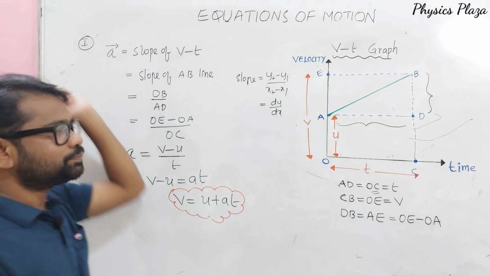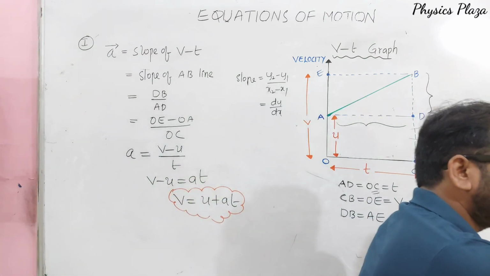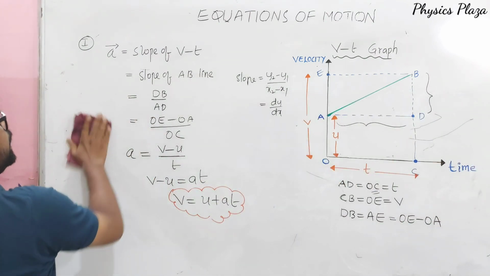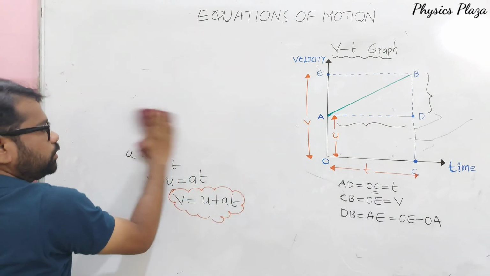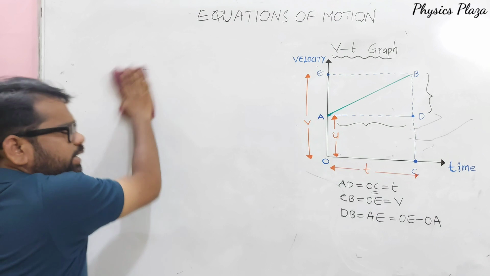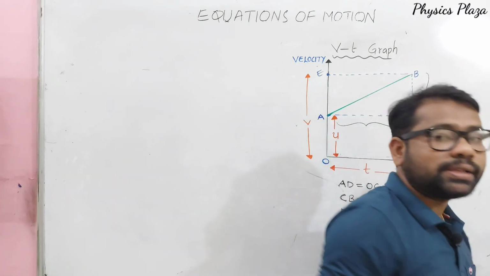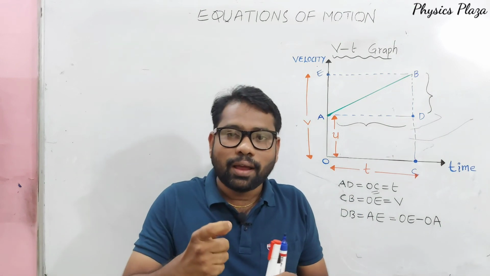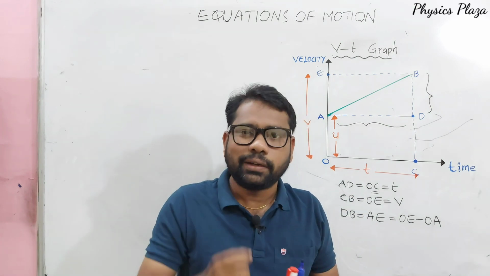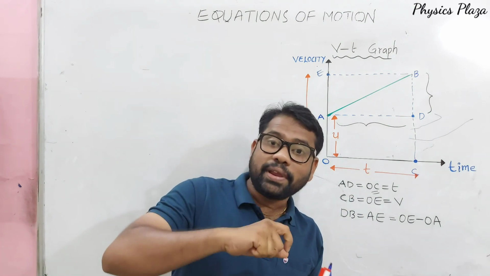Copy it? Yes. Now we will move to the second equation of motion, that is, S is equal to ut plus half at square. Teacher, here what does S represent? Distance or displacement. But dear children, how can we calculate distance or displacement from the velocity time graph?